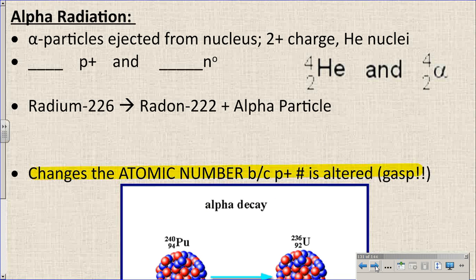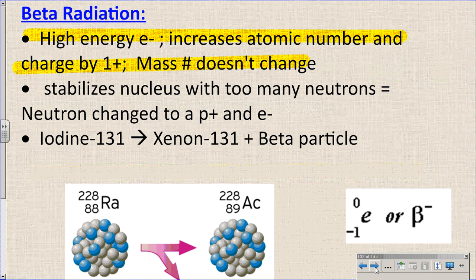All right, we already talked about this. So I'm not going to do this right here. And then we already talked about the high energy electron. Mass number doesn't change. We already saw that as well from our introduction from the table. So, yeah, we're good here.